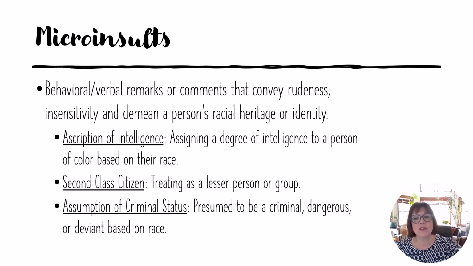Other microinsults include making someone feel like they're a second-class citizen. For example, a brown-skinned mom is walking with her white passing child, and someone assumes that the mom is the nanny. Or going to a store, and a shopper assumes that a person of color is one of the store workers and not another shopper. And in this same store, when a security guard follows around a person of color, that is another type of microinsult, assumption of criminal status.